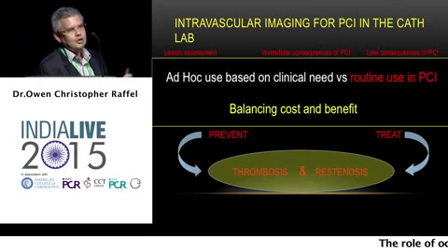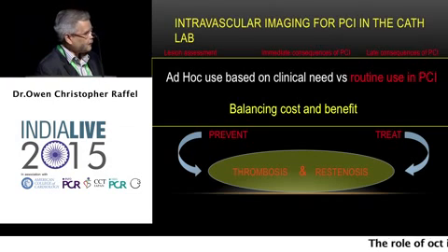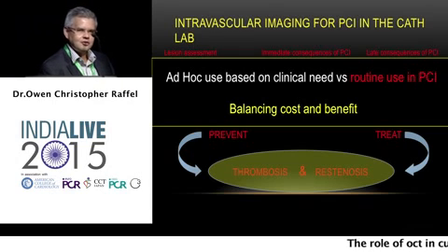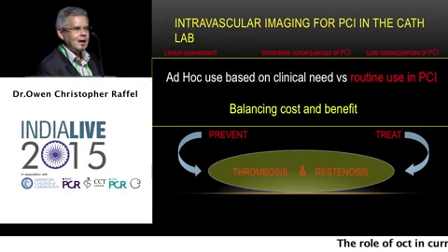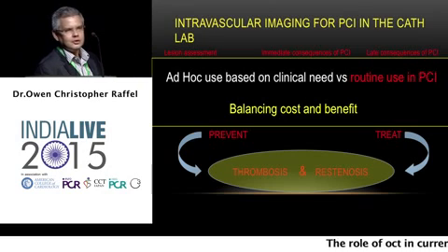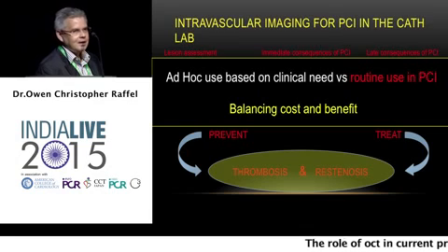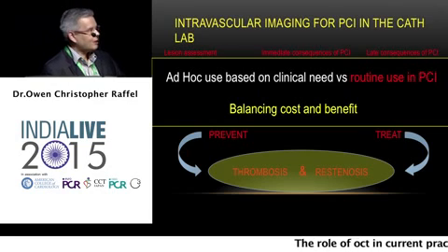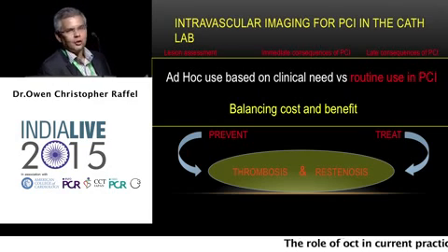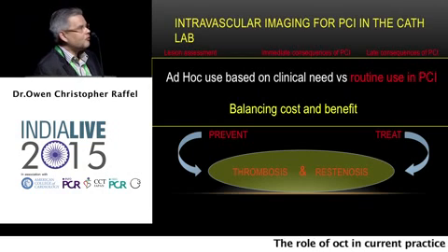In that context, you don't need data. But if you're using it for routine use in PCI, so every case gets intravascular imaging, that increases the cost to your lab exponentially. So you really need data to say that a routine use will improve outcomes. It's about balancing cost and benefit. Now, do we have that sort of data?